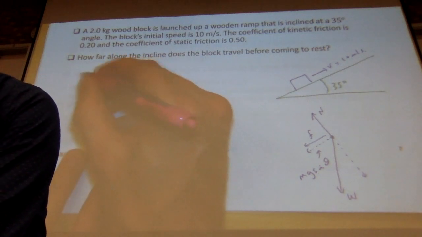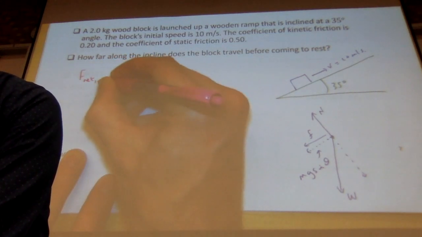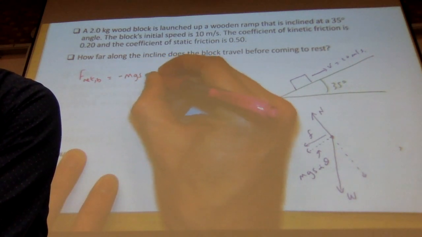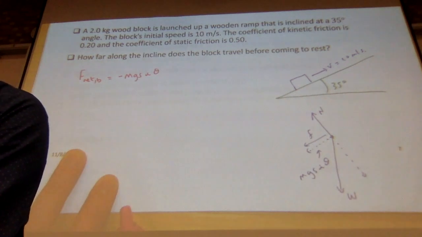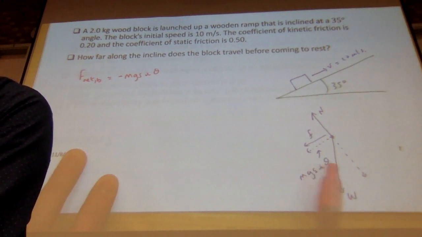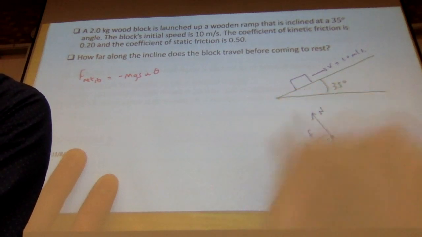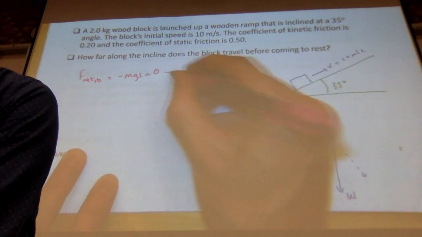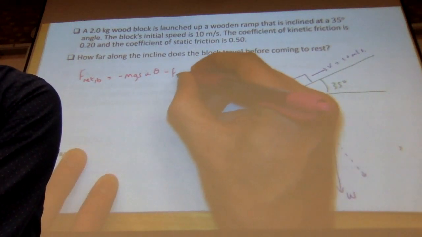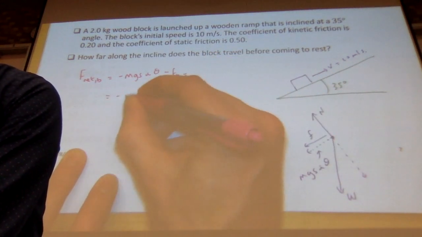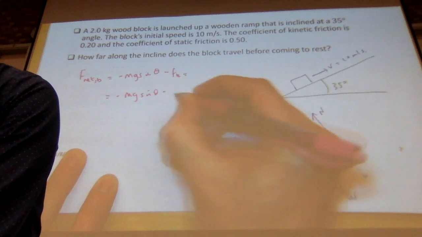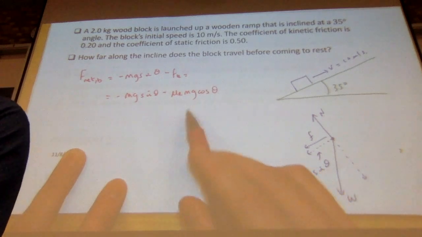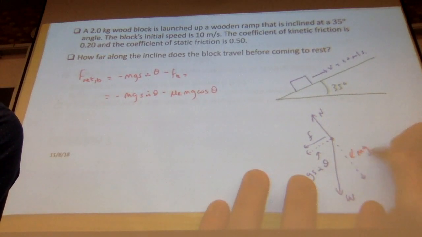Okay, first I'm going to solve for the net force. The net force on the block is going to be negative mg sine theta, and I'm going to make down the ramp positive. Actually, it doesn't really matter, I'll keep it negative. Minus the friction force, Fk. So that's really equal to minus mg sine of theta minus mu k mg cosine of theta, where this piece here is the mg cos theta.